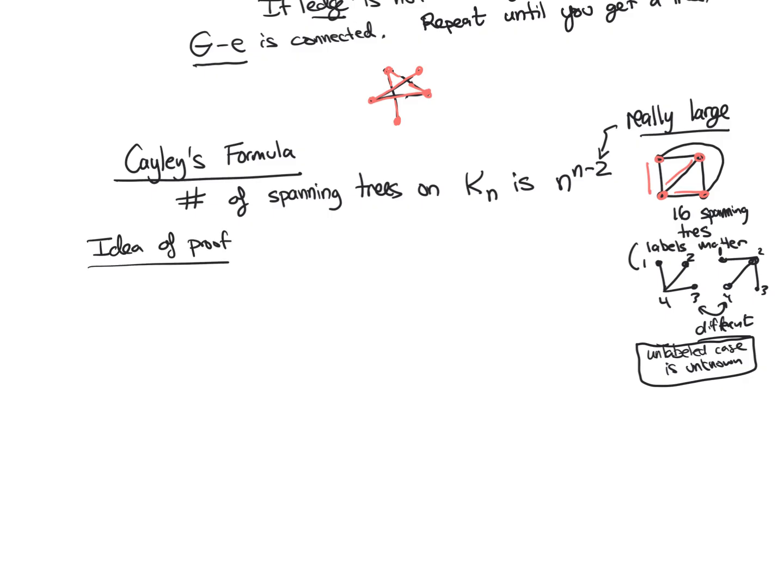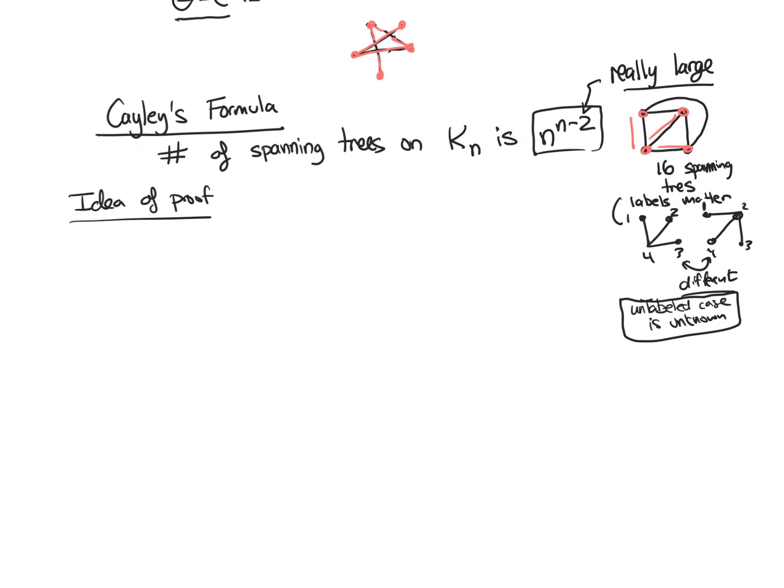Okay, if we see n to the n minus 2, of course, we kind of know what this should be, right? I mean, where have we seen a formula like this before? Well, it comes from just having n minus 2 slots and putting permutations. So this is n minus 2 permutations of n objects.